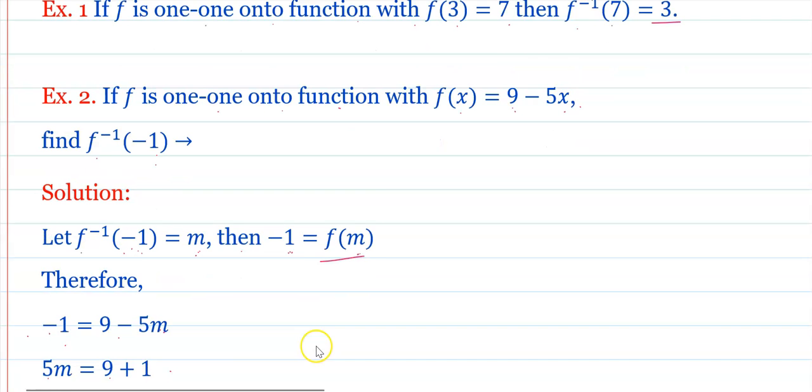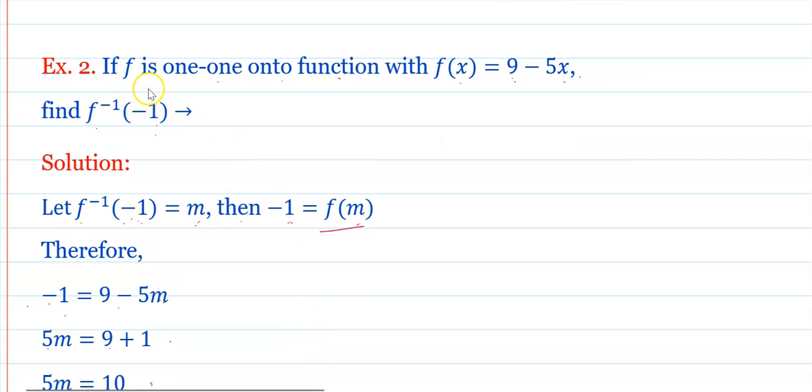Again I repeat here. What is given to us? f is a one-one onto function with f of x equal to 9 minus 5x. Then find the value of f inverse of minus 1. Let f inverse of minus 1 be m. It means that minus 1 is equal to f of m. But what is f of x? 9 minus 5x. Now replace this x by m, that is minus 1 is equal to 9 minus 5m.